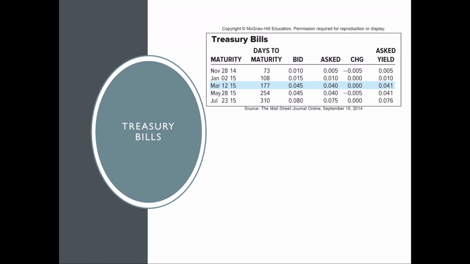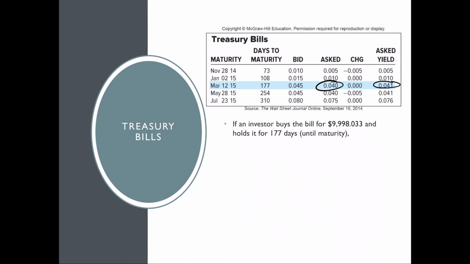So continuing on with this last column, looking at the asked yield. The asked yield is what you would actually earn when you purchase it based on whatever this asked price is. Now you can see that it's slightly different here for this March 12, 2015 maturity T-bill. Why is it different? We'll discuss this in the following bullet points.